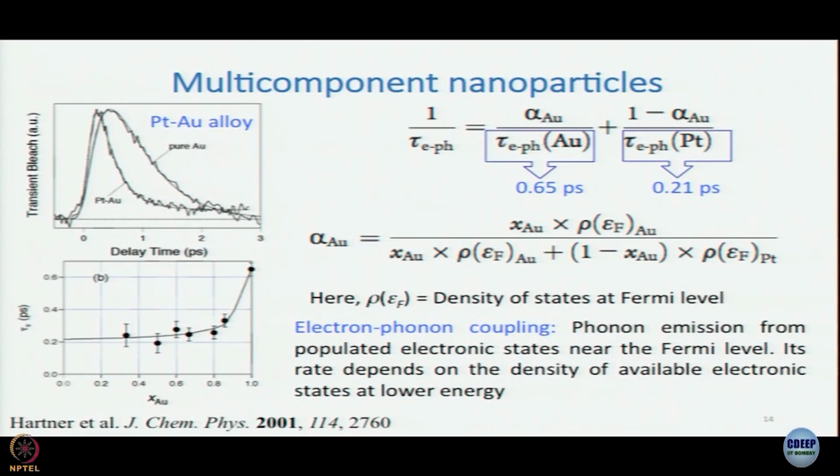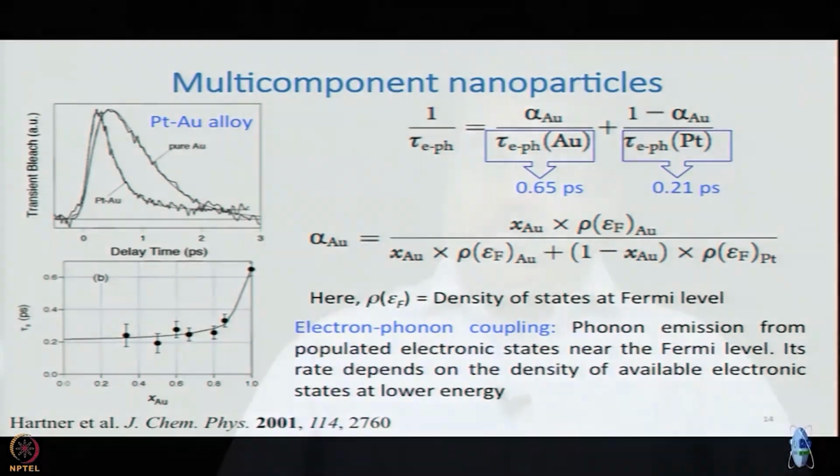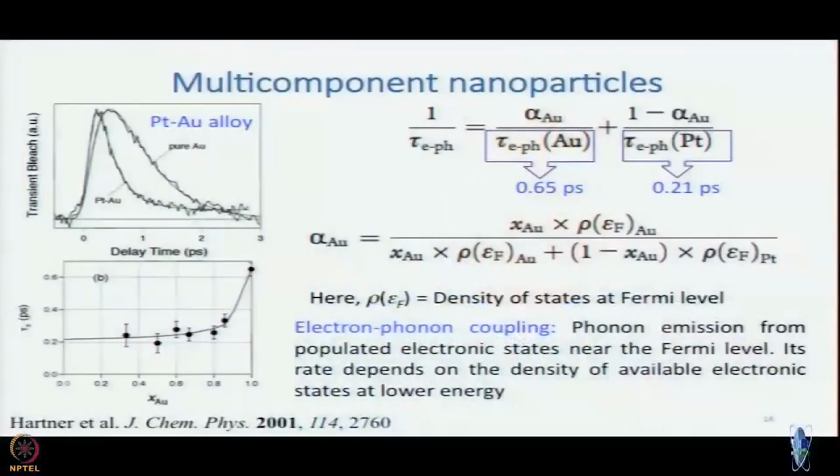This density of states of platinum, density of states of gold, they also have to be considered, all right. It is not just how much of gold is there, the density of states are not the same, they are different material. Okay. So, density of states is what determines the efficiency of electron phonon coupling. So, you have to consider this as well. So, this curve that you see here really is the calculated curve from here.